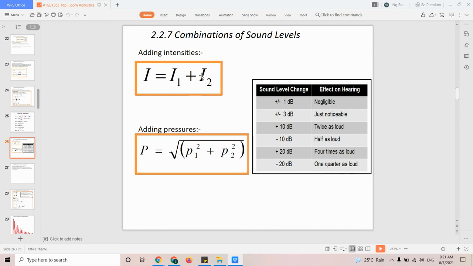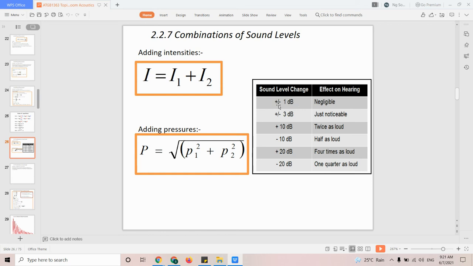Okay, so next off, we have combination of sound level. So we have different intensity. When we want to add intensity, we can just add it like this. And when it comes to pressure, we can add it like this. Okay, so this table shows you how the difference between sound level changes.